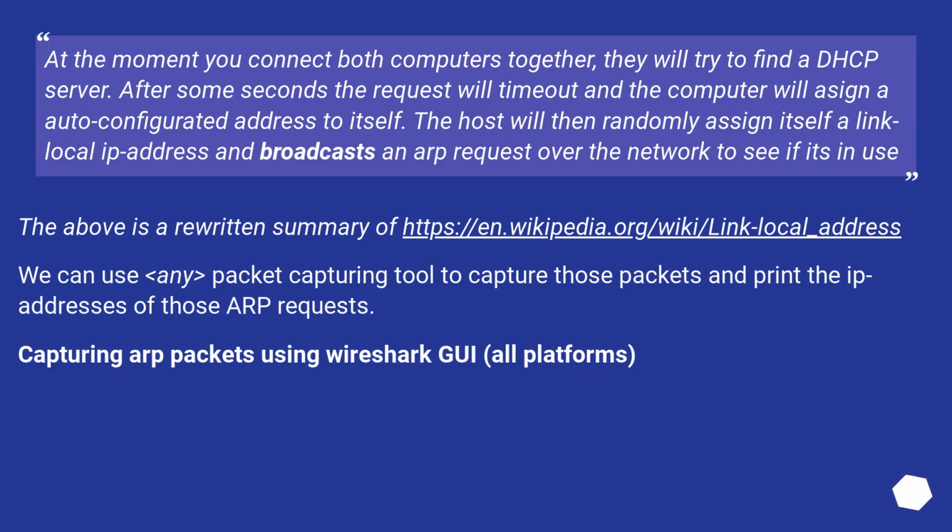At the moment you connect both computers together, they will try to find a DHCP server. After some seconds the request will time out and the computer will assign an auto-configured address to itself. The host will then randomly assign itself a link-local IP address and broadcast an ARP request over the network to see if it's in use. The above is a rewritten summary of this URL.